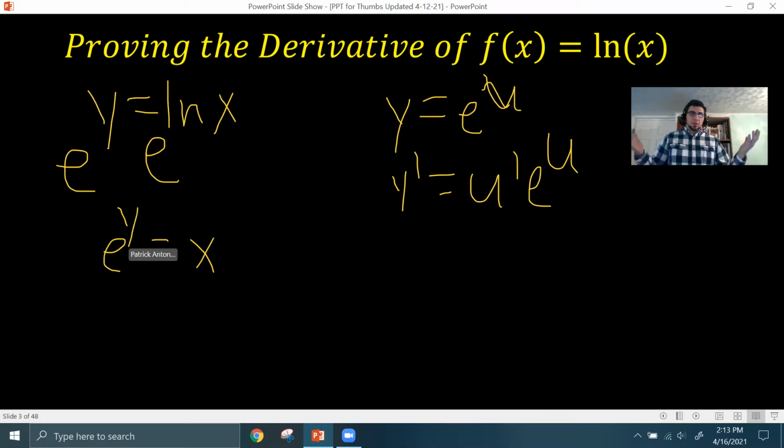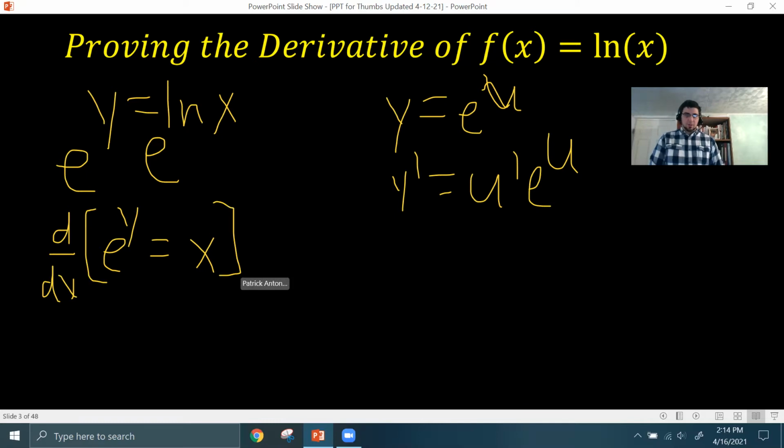Now you might be thinking, all you really did was change the y to x and the x to y. Kind of, but here's the thing. The original problem, we were trying to differentiate with respect to x. So what we're going to do is differentiate this with respect to x. Now the right-hand side is x, so the derivative is just 1.